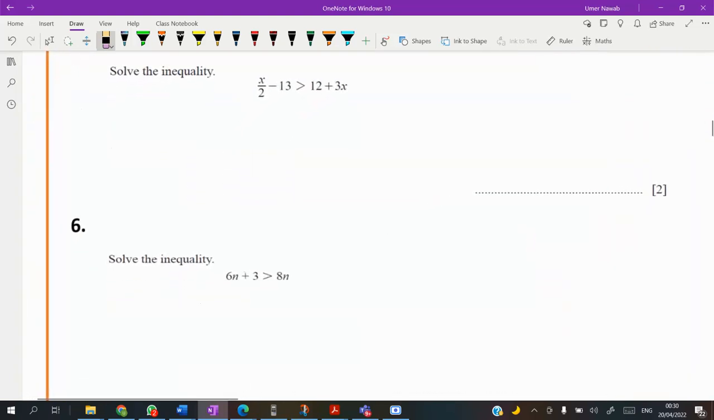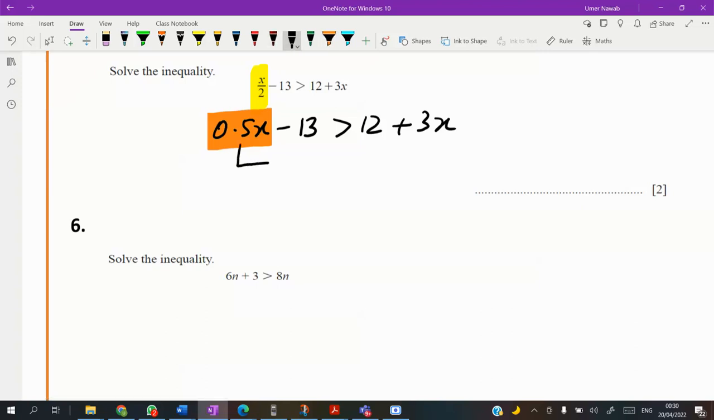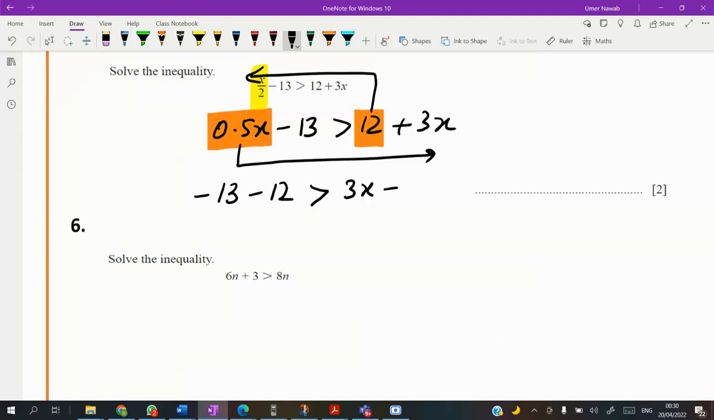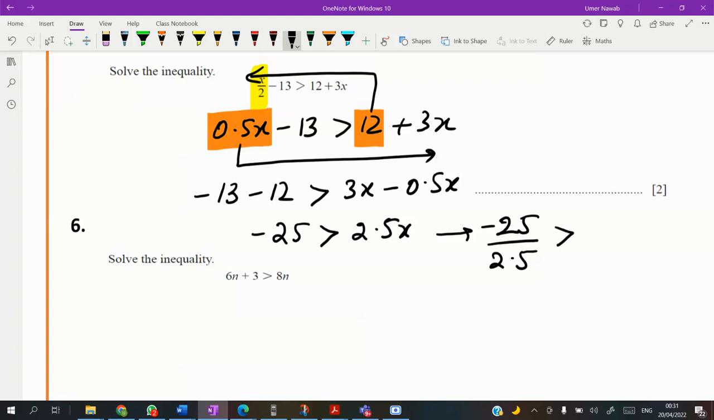Question number 5. Don't worry, boys. This is 0.5x minus 13 greater than 12 plus 3x. We send this 0.5x to the right and this 12 to the left. So minus 13 minus 12 is greater than 3x minus 0.5x. Minus 13 minus 12 is minus 25, greater than 2.5x. And then minus 25 over 2.5 is greater than x.